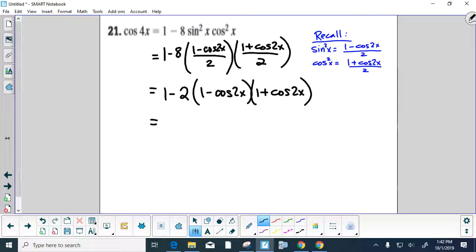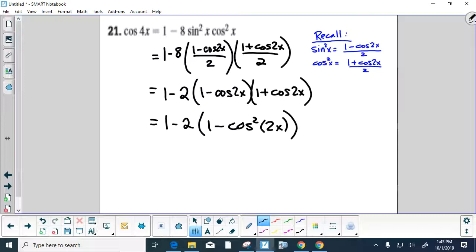But that looks like something I could multiply out easily. Give her the squares, yes. Okay, so this would be 1 minus 2 times 1 minus cosine squared of 2x. You agree?